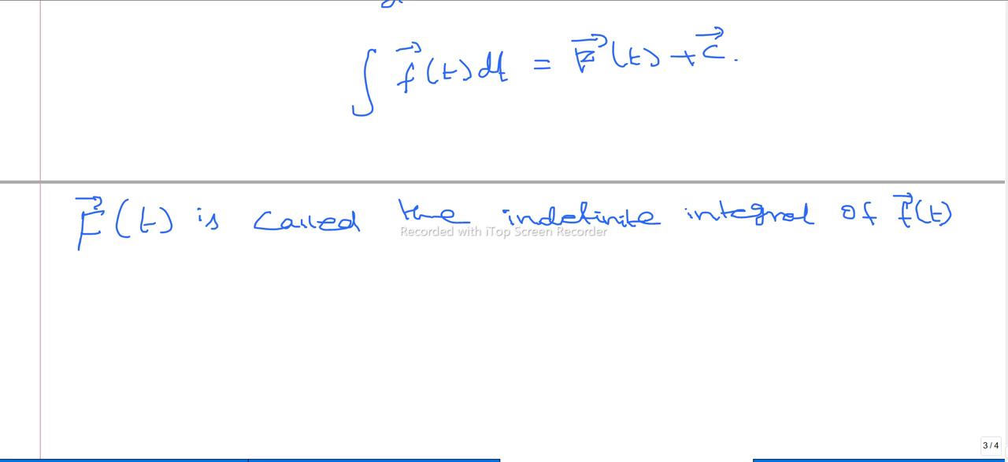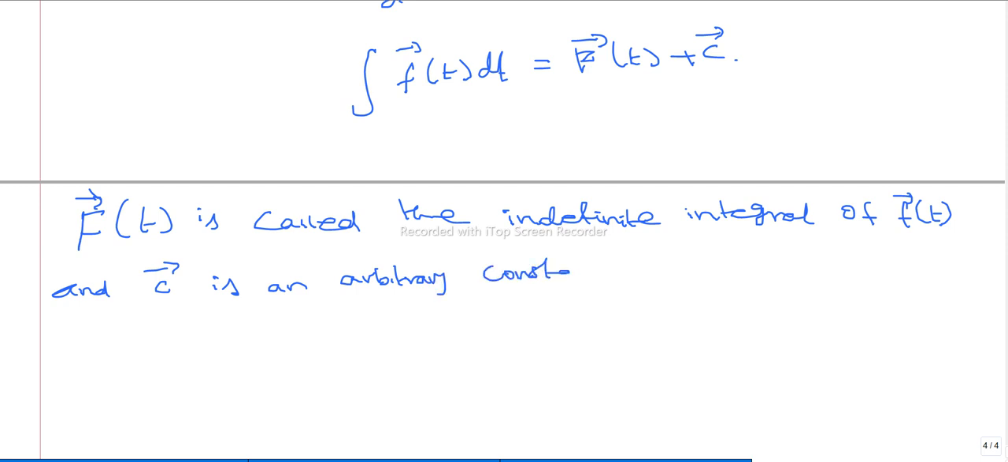So this capital F of t vector is called the indefinite integral of f of t, and the c vector is an arbitrary constant of integration. There should be a vector, but it should be a constant vector.